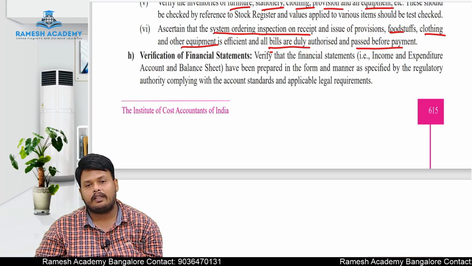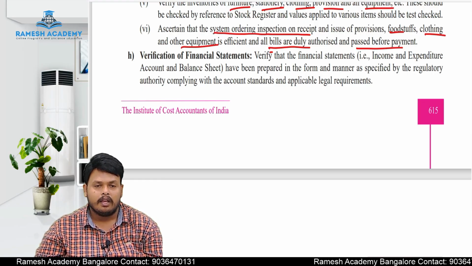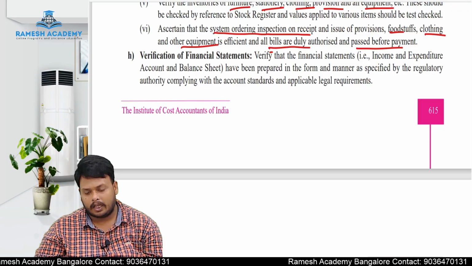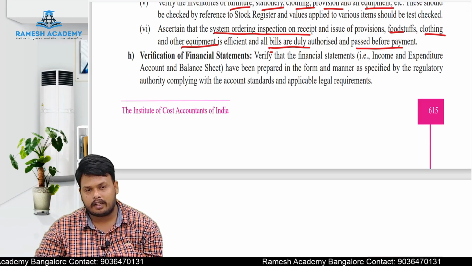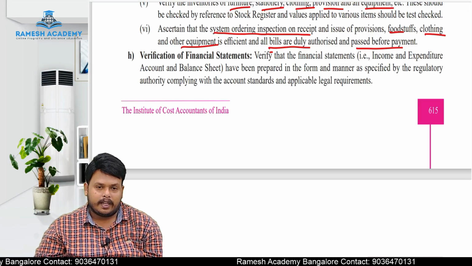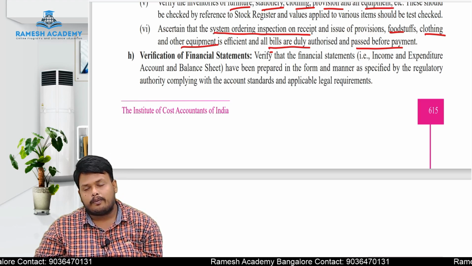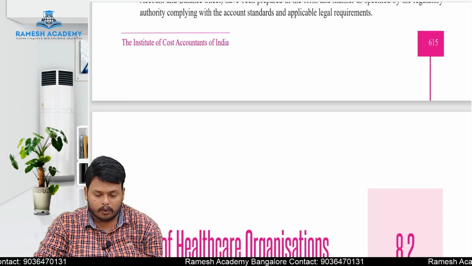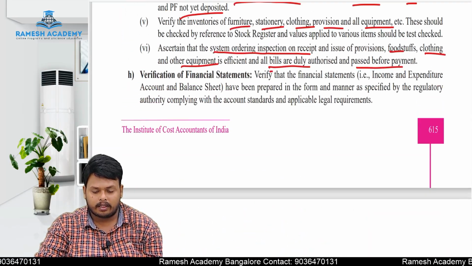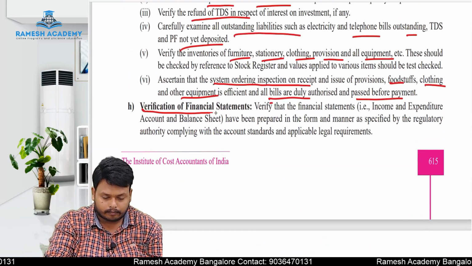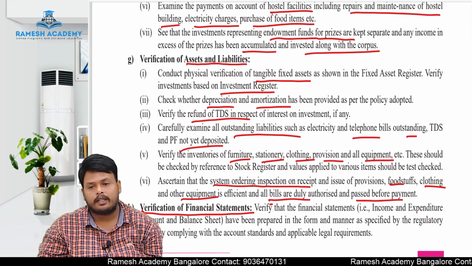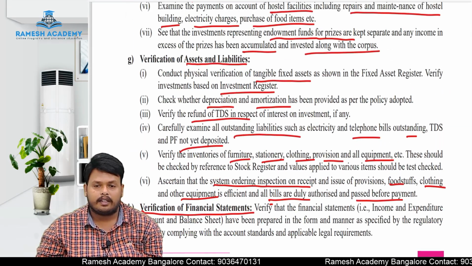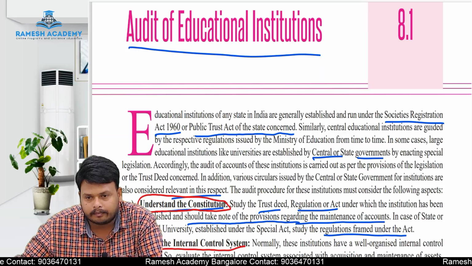Suppose if they are maintaining their books of accounts on the cash basis, if they are running in the name of NPO, then in that case they have to maintain their books, receipts and expenditure book, or otherwise receipts and payments book, or otherwise income and expenditure book they have to maintain. So these are the items they have to verify. So these are the items which are covered under the audit of educational institutions.